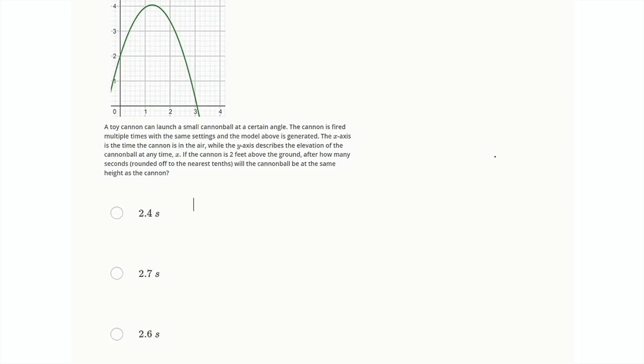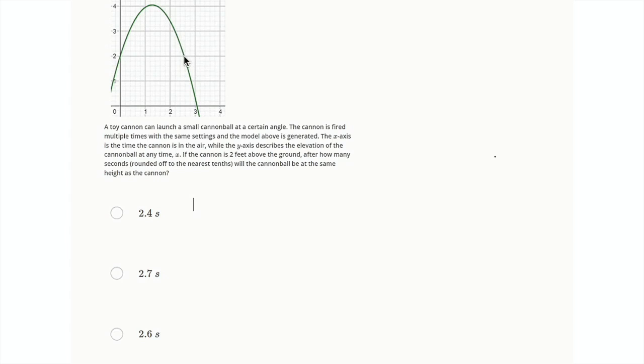All right, so this is asking us to get a sense of what's going on and then solve for a certain height. We have a cannon that's launching a cannonball into the air. It's rising, and then falling over time, right? And it says that the cannon is 2 feet above the ground, so it makes sense that the cannonball starts at 0 seconds at 2 feet, because that's the height of the cannon. So they're asking, after how many seconds will the cannonball return to the same height as the cannon? When does the cannonball's trajectory bring it back to 2 feet?